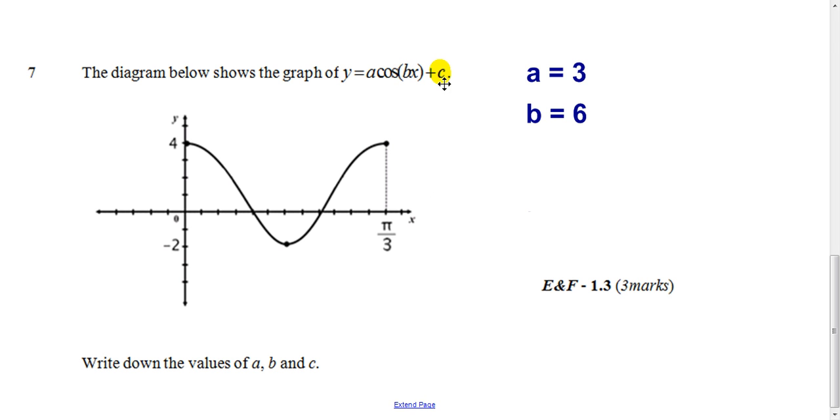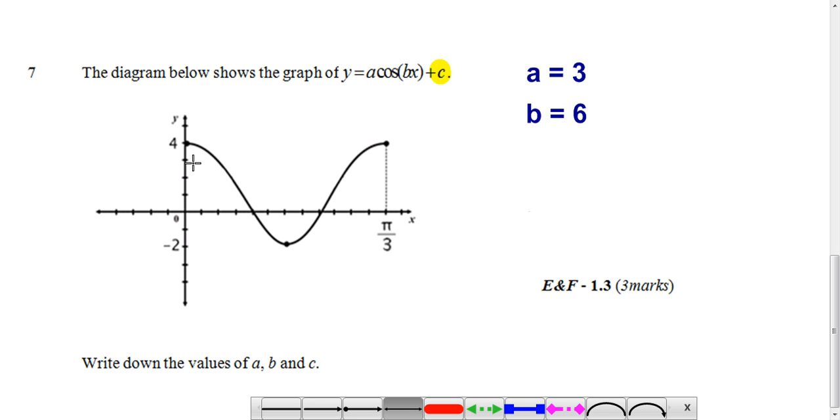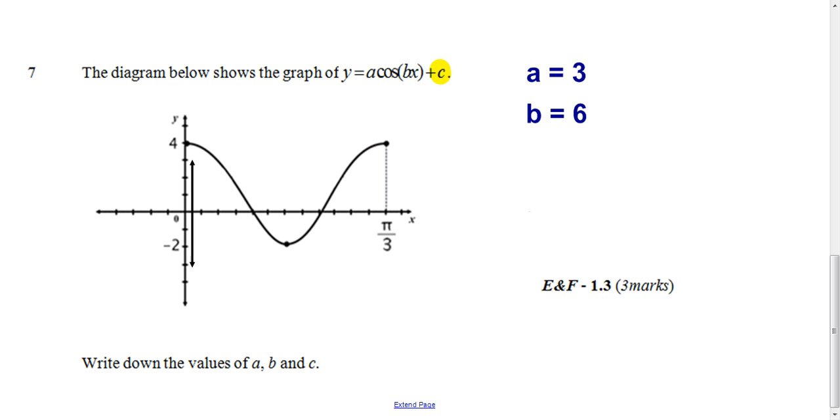Okay, the last thing we need to work out is c. The way to do this is to think about where the graph was before it was shifted up or down. So we said the amplitude of this graph is 3. That means it would go up to 3 and down to minus 3. So that would look like this. But this graph actually starts at 4, so it's been shifted up by 1 place. That means c is 1. So the equation of the graph is y equals 3 cos 6x plus 1.